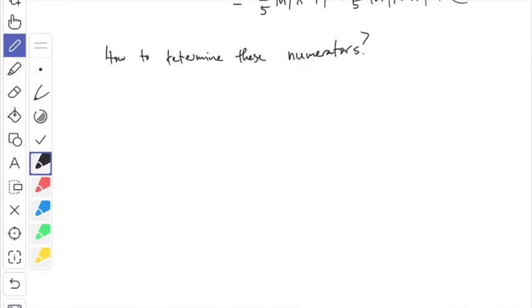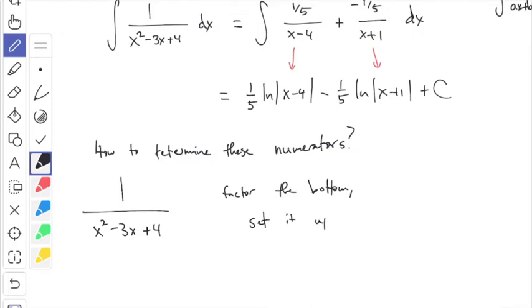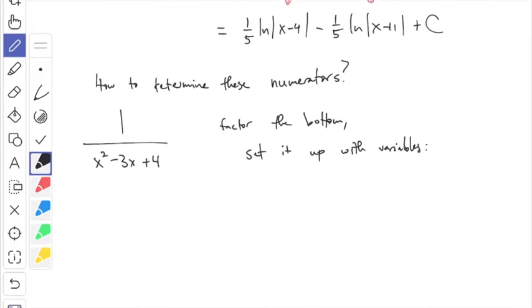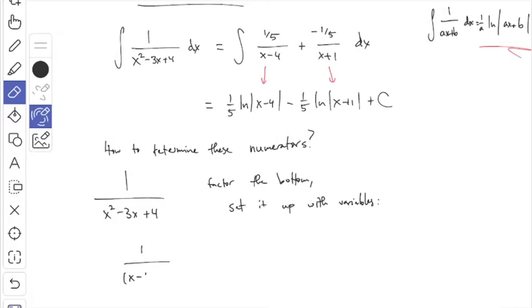Well, here's how. You factor the bottom of what you started with. So in this example, we'll do this particular example, and then we'll do some more. Factor the bottom, and then set it up with unknowns, with variables. What I mean by that is, this one, the bottom factors as x minus... Did I copy this down wrong? Yeah, sorry, there's a typo. This plus 4 here in the very beginning, it should have been a minus 4. Otherwise, those are not the proper factors. Sorry about that.